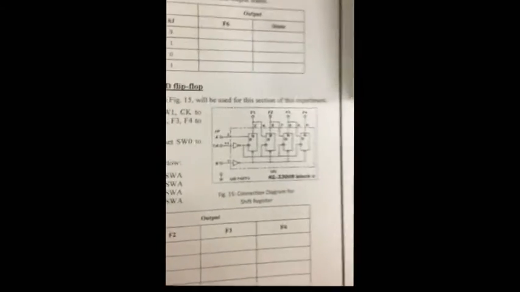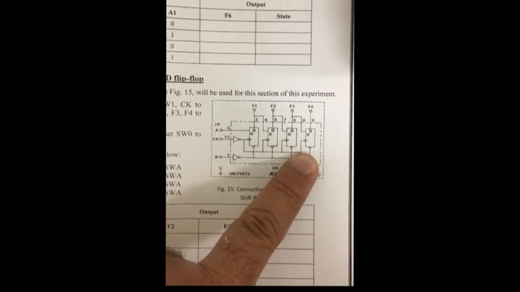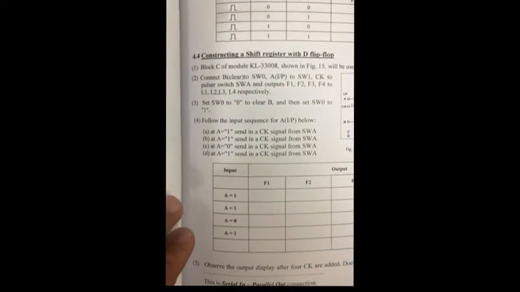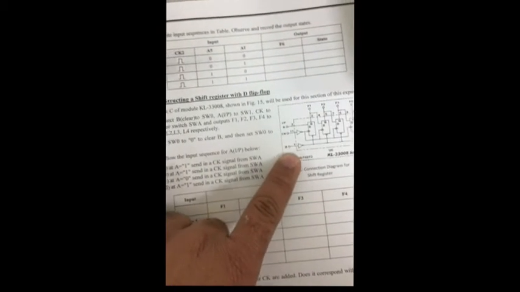The last one is about doing an experiment with a shift register. If you see here, this is a shift register. We have 4 flip-flops in this register. To operate it is simple. First of all, we need to make switch 0 equal to 0. When you make switch 0 equal to 0, what will happen? It will clear all the flip-flops here.